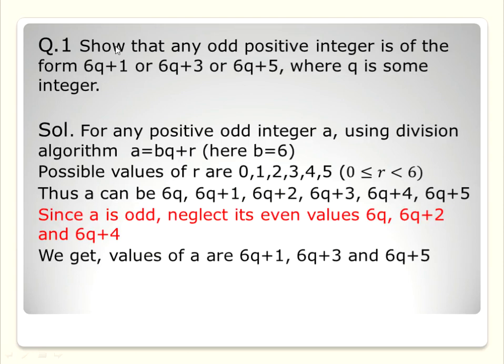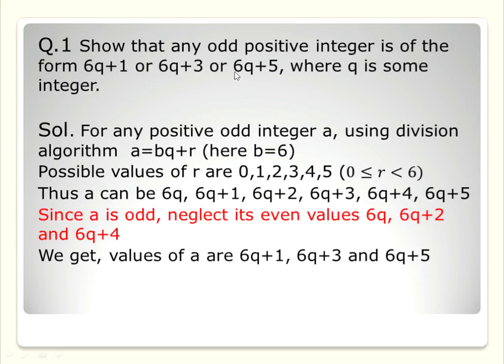In second question, we have to show that any odd positive integer is of the form 6q plus 1 or 6q plus 3 or 6q plus 5, where q is some integer. Let a be an odd positive integer and we apply division algorithm with a, that is a equal to bq plus r. Here we can see that b equal to 6 because here 6q plus 1, 6q plus 3 and 6q plus 5.